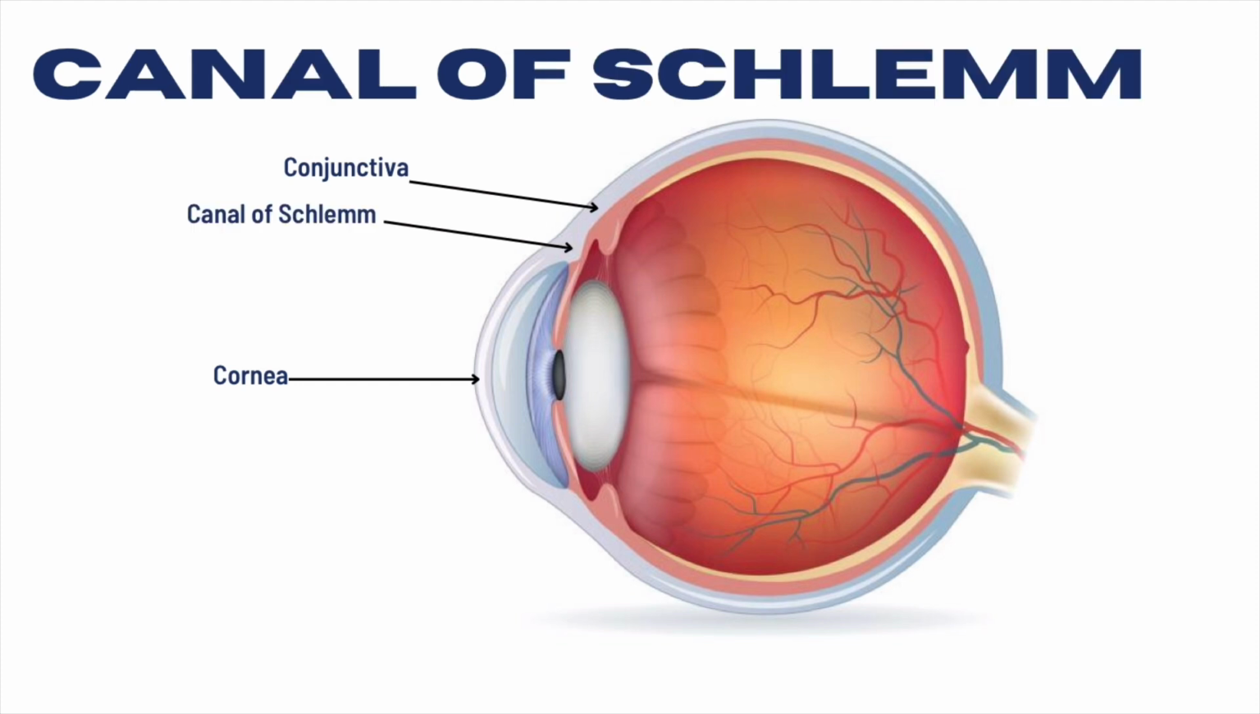Now, the canal of Schlemm, a circular vessel that collects aqueous humor from the anterior chamber and delivers it to the venous system.